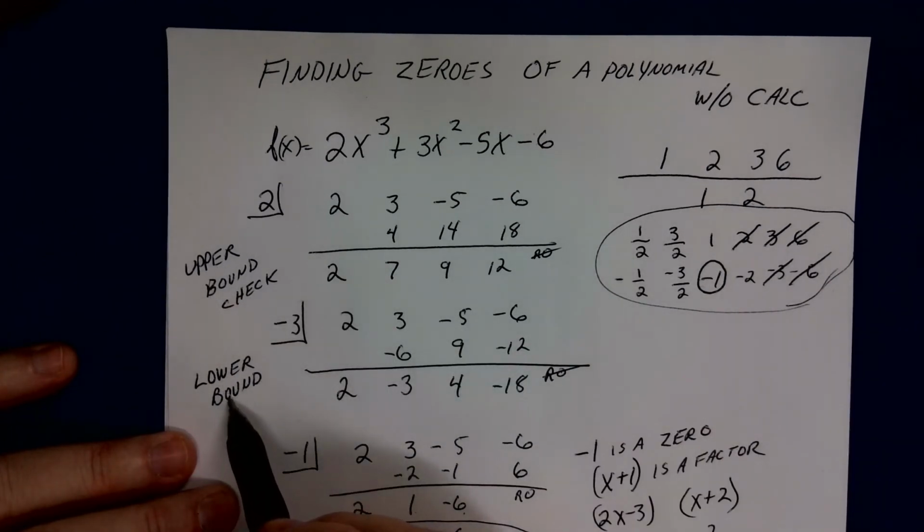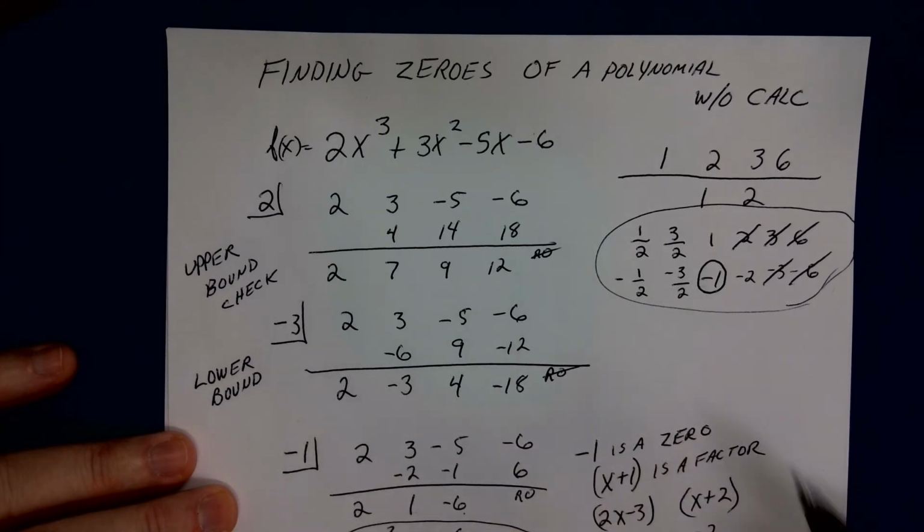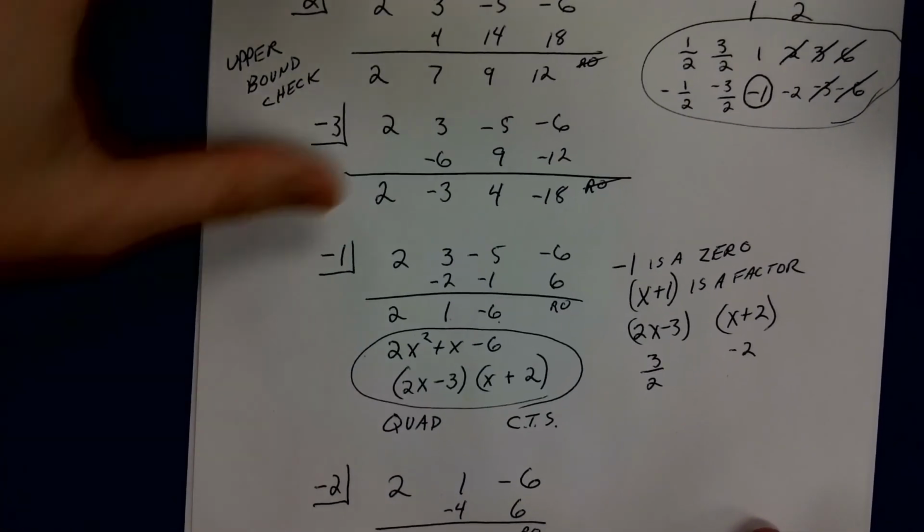Lower bound checks are slightly different. Lower bound checks means they have to alternate between non-positive and non-negative, or non-negative and non-positive numbers. And if they do that, that means that that's a lower bound and there's nothing smaller than it. So hopefully this was beneficial to you.